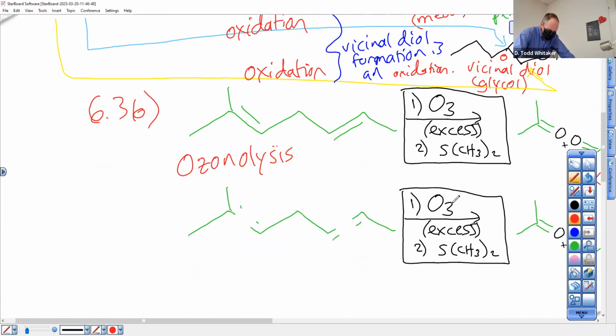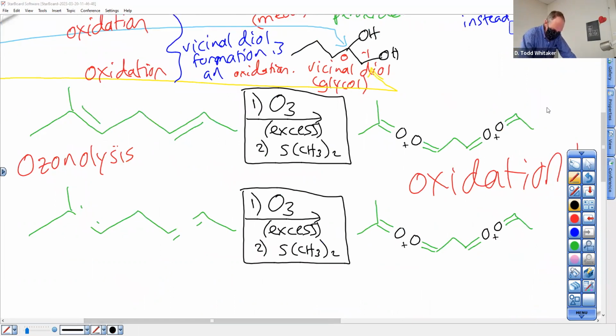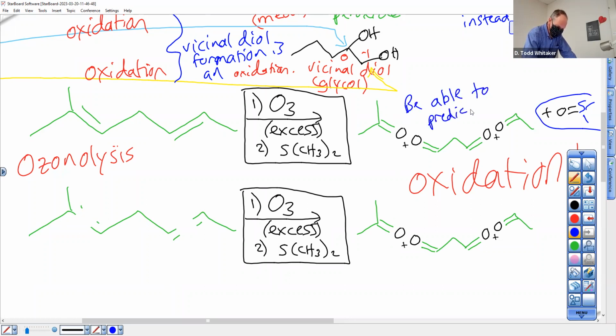And this one, if you're curious about where the 3rd O went, some of you might be, it ends up here. Right there. That's a side product. I don't need it. I need these guys. Be able to predict these prods, not this one. It forms, but it's not really important.